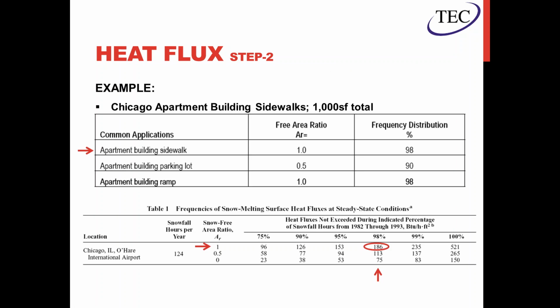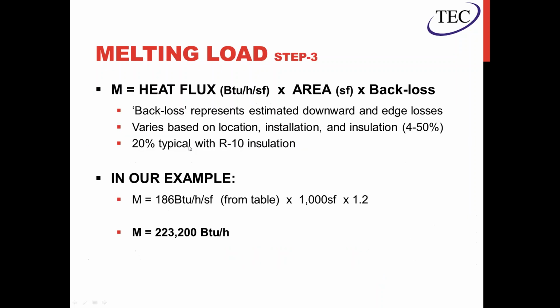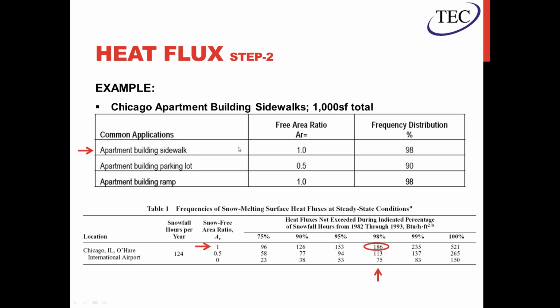So we can do a quick example just to go over this. To keep it simple, we'll look at a 1,000 square foot sidewalk for a Chicago apartment building. So if we look at the tabulation we just saw from Rejo, they recommend, my apologies, I over-clicked. We have a snow-free area ratio of 1 and a frequency distribution of 98%.